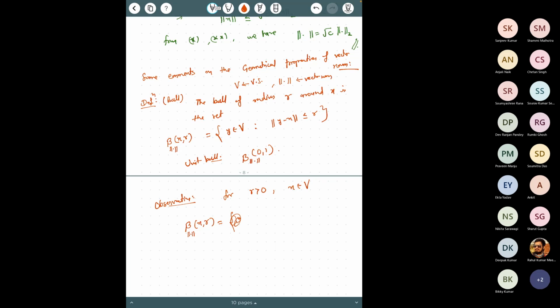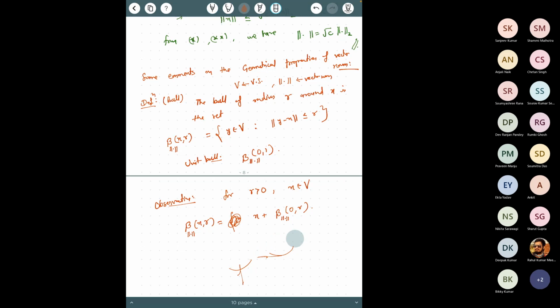This is x plus a ball centered at the origin and of the same radius. So basically, this ball of any radius r around any point x looks the same as a ball of the same radius around 0. It is just translated to that point x. So it is like you have a ball here on the origin, and if you want to talk about what happens here, you just shift this ball to here. And since it is for any r, you can now consider that.